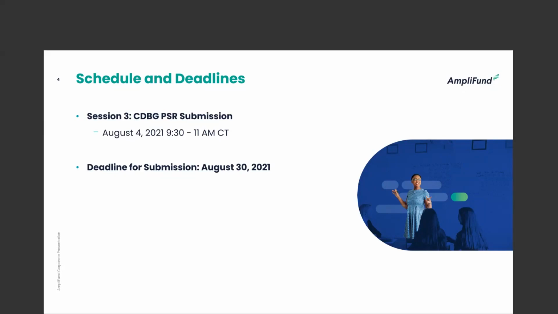One thing that we would like to emphasize here as well is the deadline for submission of your project status report: August 30th, 2021. So as we're going through today and reviewing how to fill out your forms and the status report in Amplifund, just keep in mind that you'll be able to complete these forms and submit them to DED, and that the deadline for submission of these forms is August 30th.